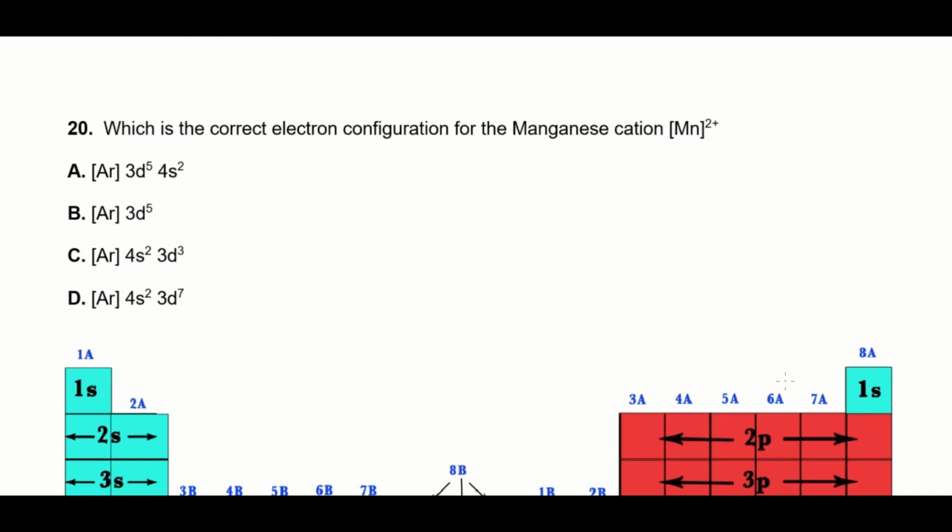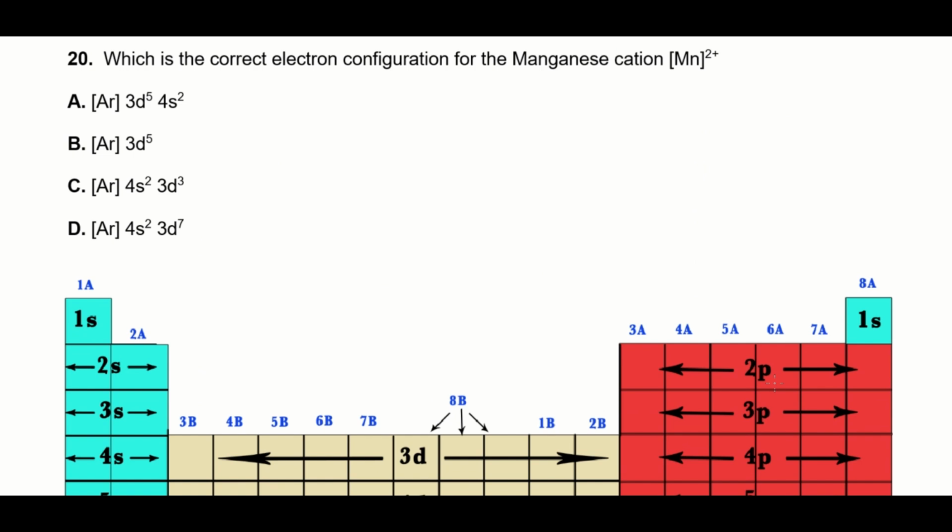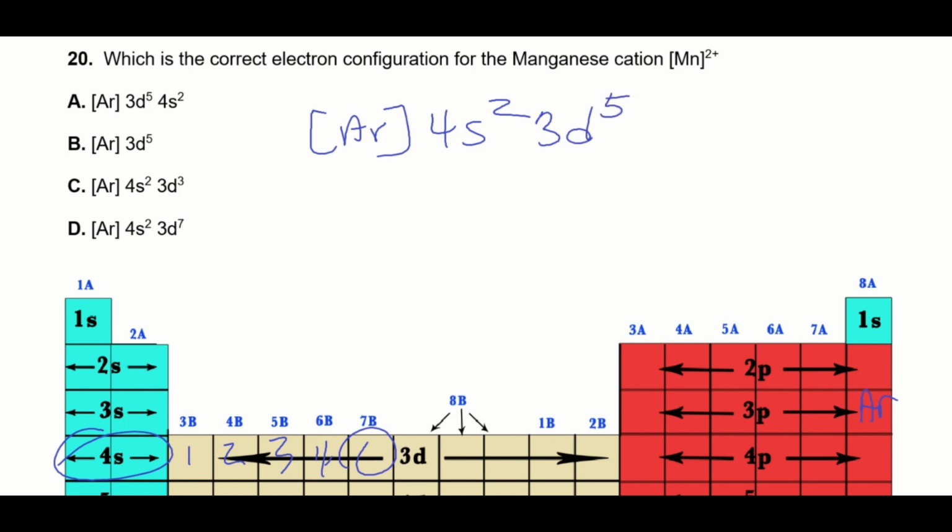All right, manganese, number 25. So that is going to be 1, 2, 3, 4. It's right here. All right, manganese is right there. So to write the ground state electron configuration, we'll go to the previous noble gas, argon, and we're going to go through here, 4s2, 3d5. Now we need to remove 2 electrons to make that a 2 positive cation. We remove from the highest principal quantum number, highest n first. We'll remove both of those, and that is going to be our answer.